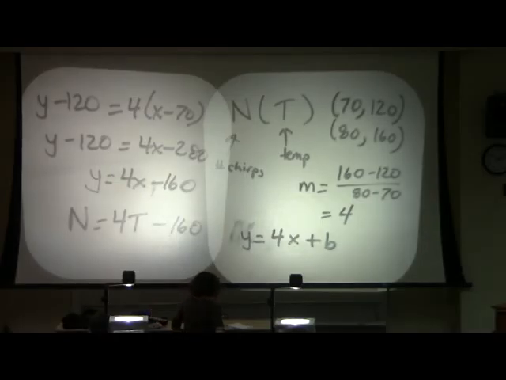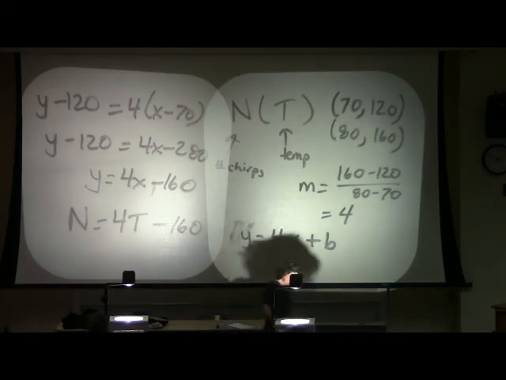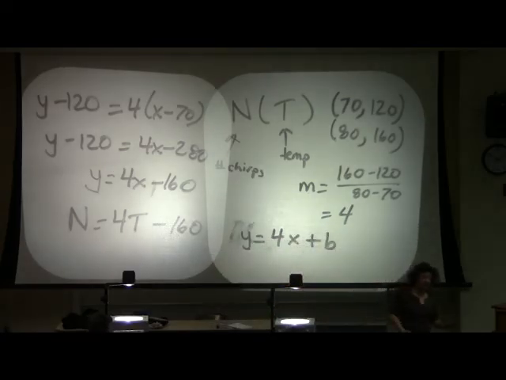Alrighty then. If lines are funky for you, please do lines over break. Please, please, please practice them, okay? Because we're going to start finding where 2 lines intersect. We're going to be doing a whole bunch of things after break.